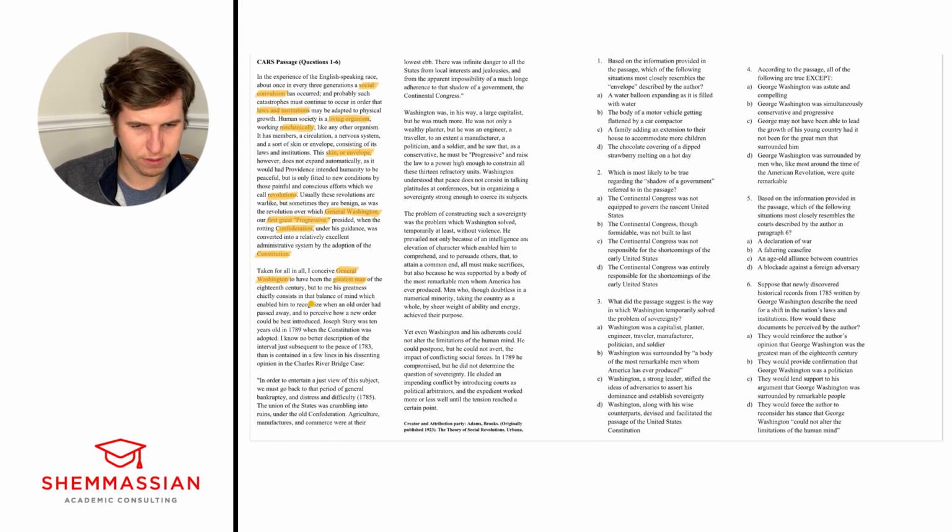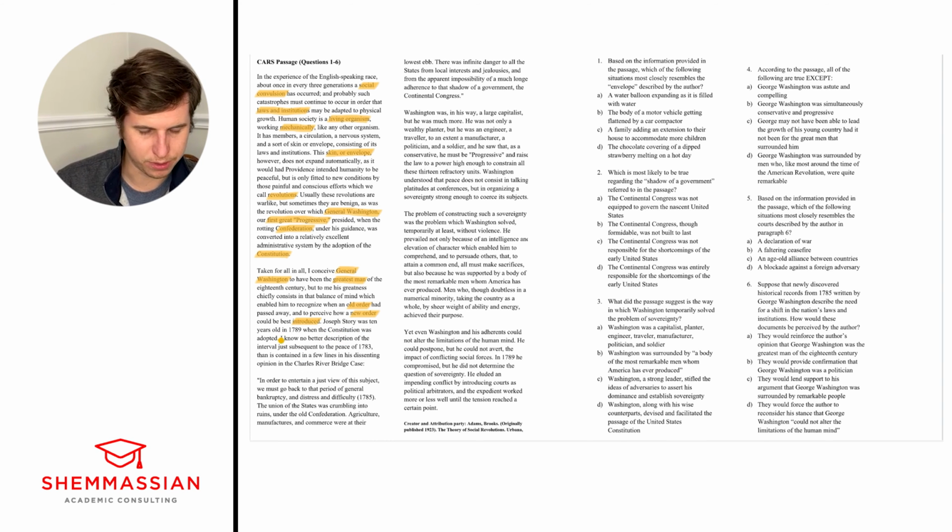But to me, his greatness chiefly consists in that balance of mind which enabled him to recognize when an old order had passed away and to perceive how a new order could be best introduced, right? So we're kind of back to this idea from the first paragraph of revolutions and General Washington's particular revolution of ending an old order and starting a new one, which was Confederation to Constitution. I think I might highlight that idea just so that I know that's what they said in this part of the paragraph, so I don't have to look at it again. So I'm going to say old order, new order, introduced, right? Just to capture that idea again, even though it is a reiteration.